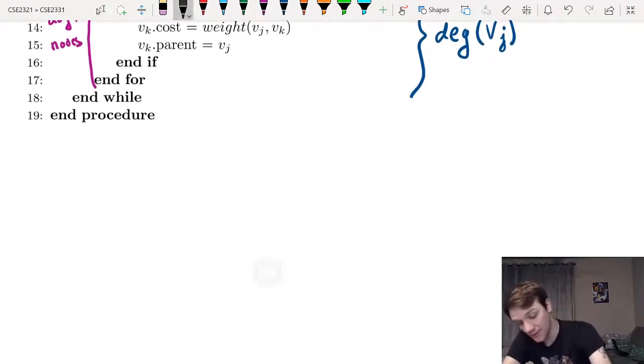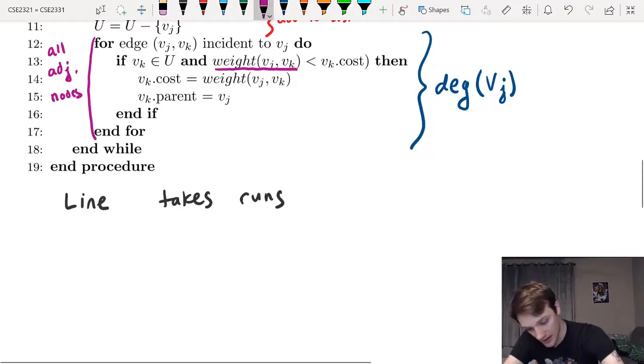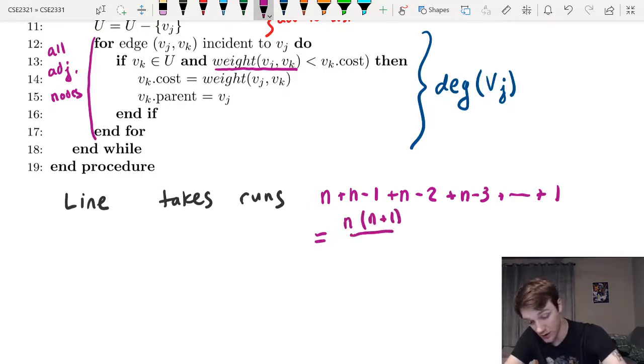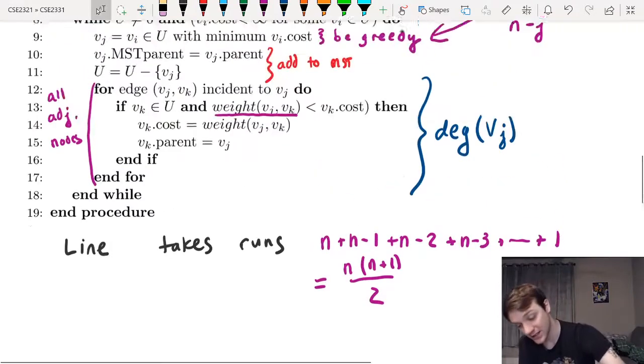So line 9 takes n plus n minus 1 plus n minus 2 plus n minus 3 plus all the way down till 1. And if we remember our formulas, we know that that is equal to n times n plus 1 over 2. So that's not too bad. This was line 9.